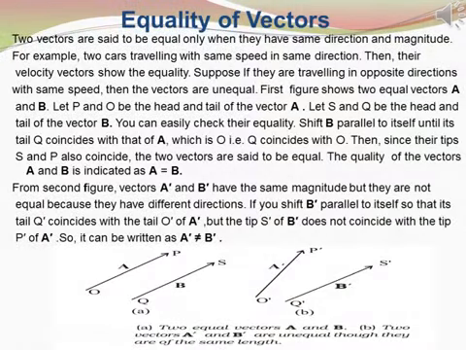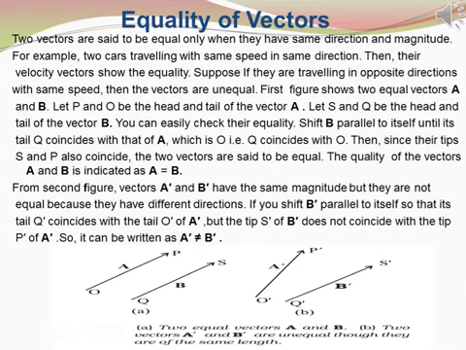Now I am going to discuss how to check the equality of two vectors. Two vectors are said to be equal only when they have the same direction and magnitude. For example, two cars traveling with the same speed in the same direction. Then their velocity vectors show equality. Suppose these two cars are traveling in opposite directions with the same speed, then the vectors are unequal.